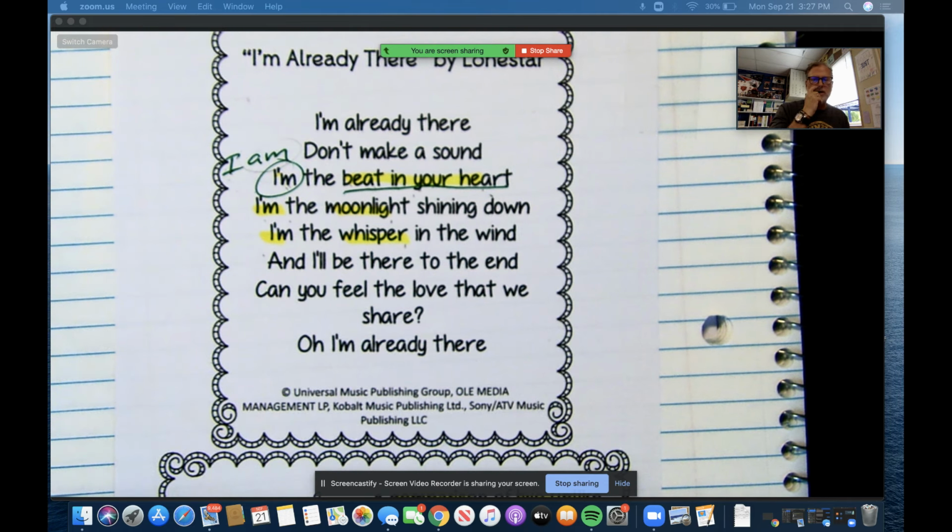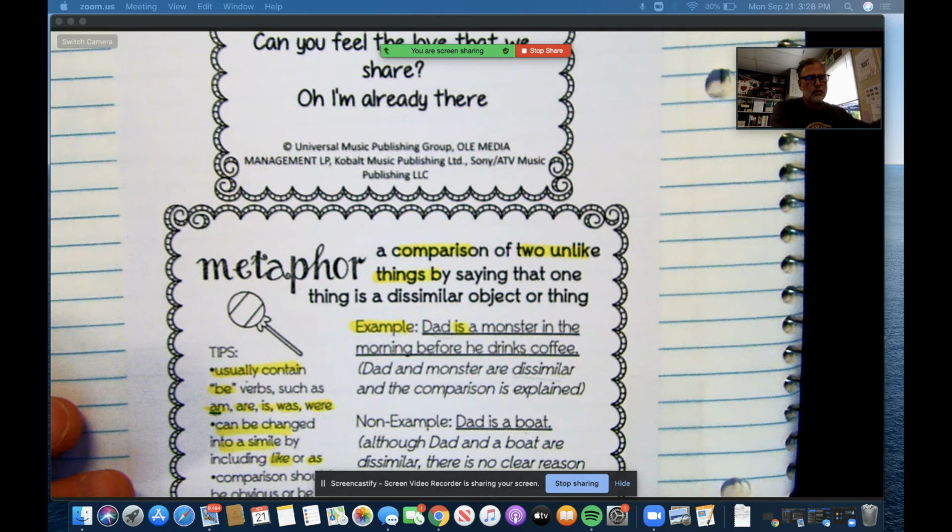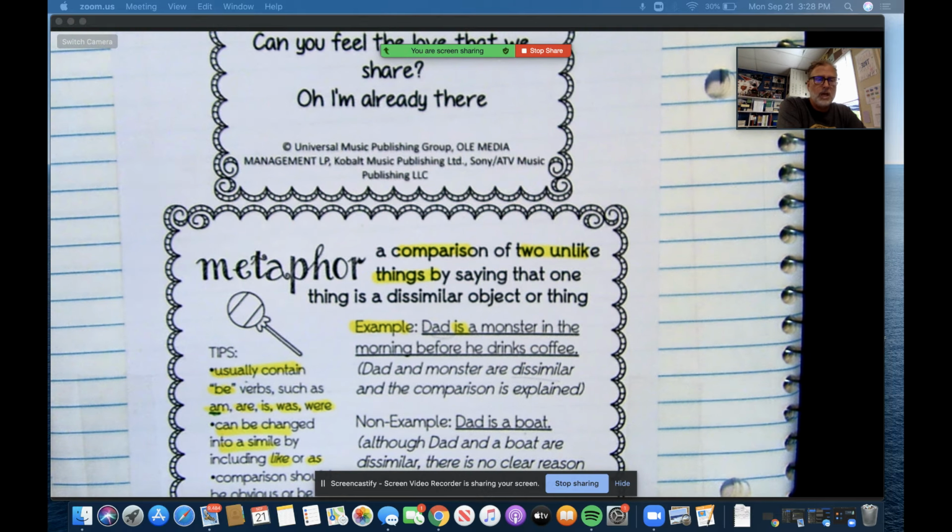This is really a song I think this man wrote to his daughter, where he is off at war, and his daughter was missing him, and he's saying, listen, I'm already there because you're my daughter, I'm the beat of your heart, and when you see the sunlight, the moonlight shining down, I'm in the moonlight and I'm in the whisper in the wind because I'm there with you. So that's just trying to give you some context of that song. So that's the metaphor. Again, comparing two unlike things or dissimilar things, but this time without using like or as.